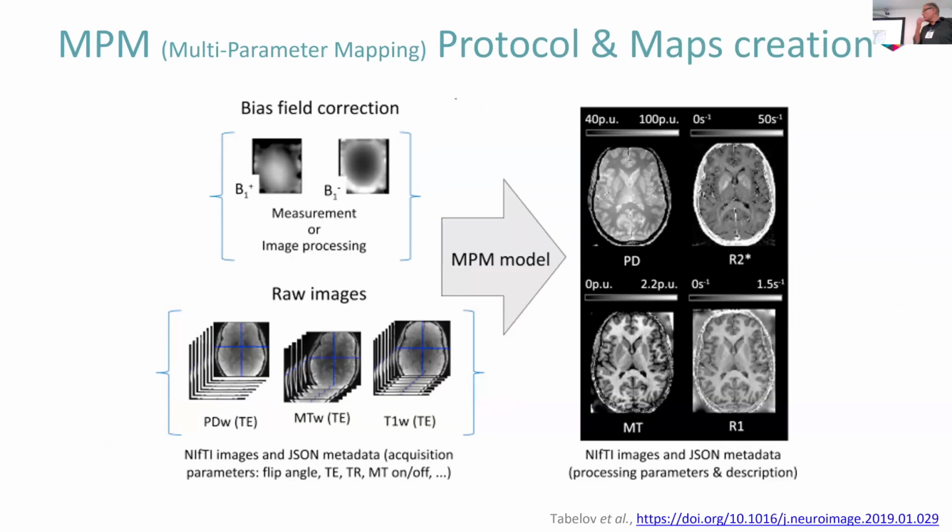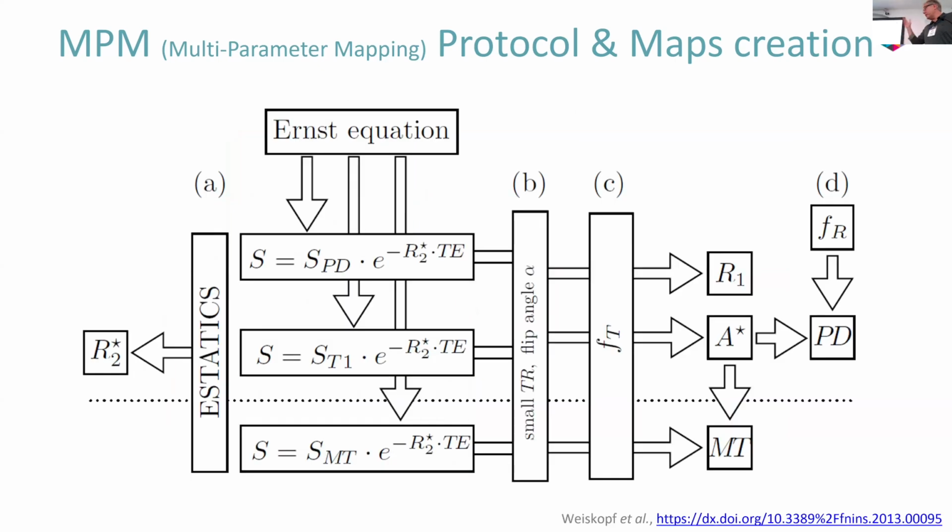And so you acquire a set of images, like 20 or so high resolution anatomical images with specific parameters, plus bias fields and field maps and so on, in order to create our quantitative maps. So that's pretty much solving those equations, and the end results are highlighted here in red. That's the R1, R2 relaxation parameters, proton density, and magnetization transfer.